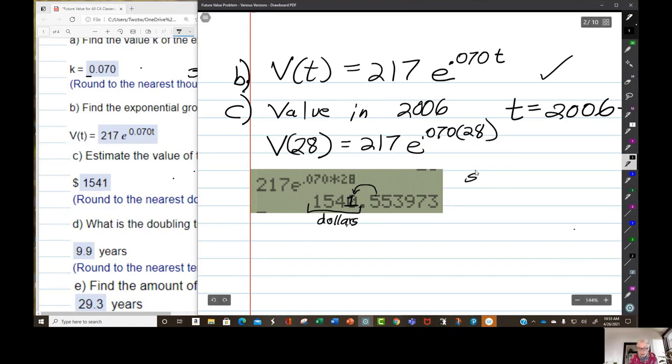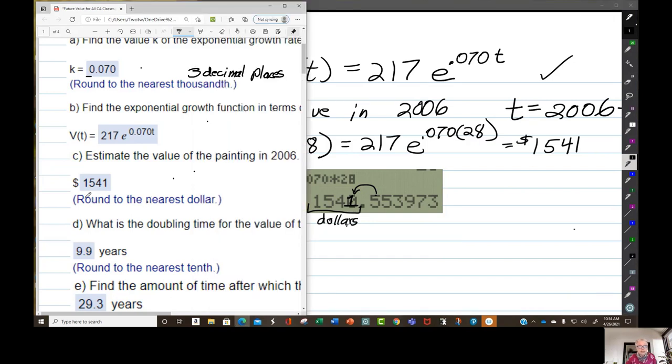So the value in 28 years, let me write this the right way. The value in 28 years is going to be 1,541 dollars. And that's all you write, no cents. It didn't say no cents, it just said round to the nearest dollar. So that's what we do.